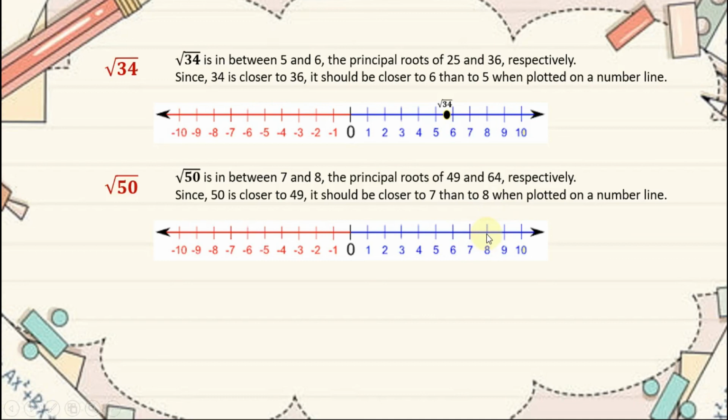And it should be closer to 7. So we're going to plot the point here. And of course, again, we must label our answer. And that is the square root of 50.